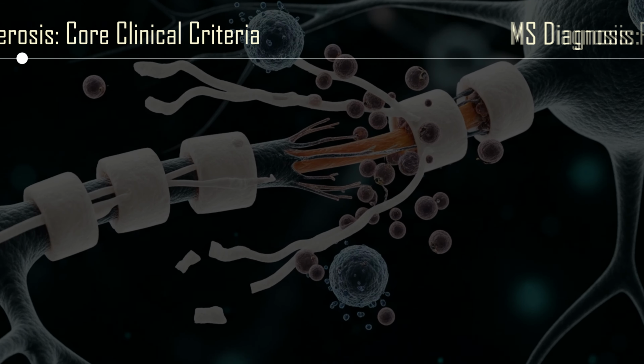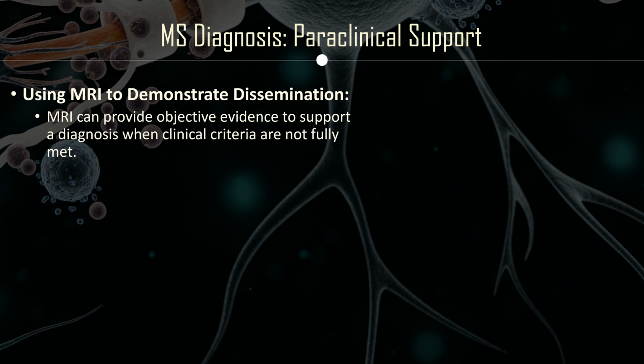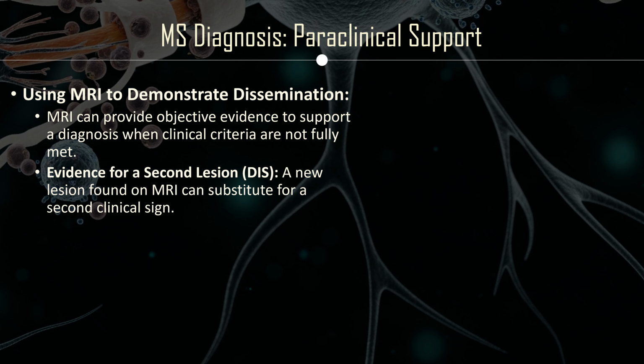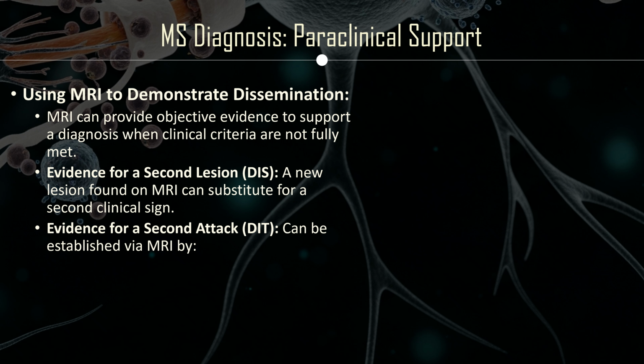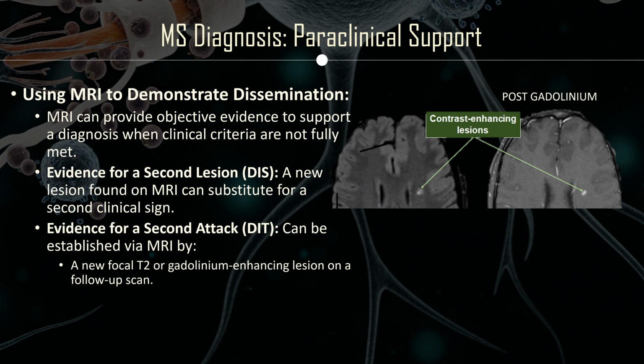While the diagnosis is clinical, paraclinical support, particularly from MRI, is incredibly powerful and often indispensable, especially when clinical criteria aren't fully met. MRI can provide objective evidence to support our diagnosis. For example, if we need to demonstrate a second lesion to fulfill DIS, a new lesion found on MRI can serve as a substitute for a second clinical sign. Similarly, MRI can elegantly establish dissemination in time.